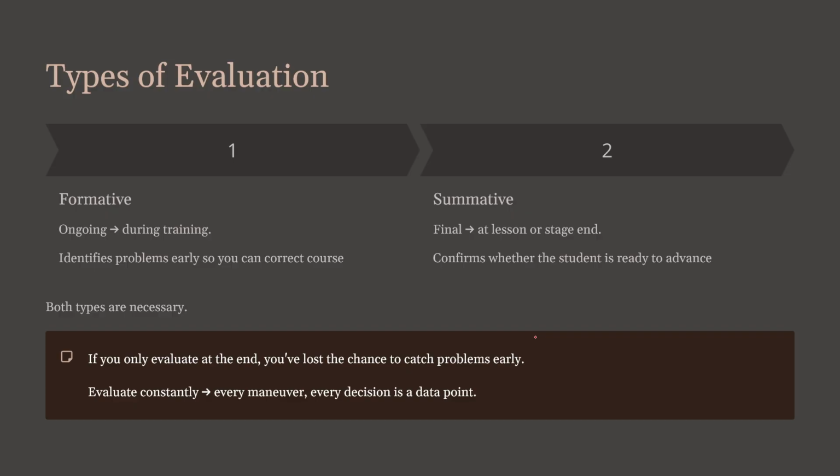Both types are important. If I only evaluate at the end, I miss many chances to guide a student earlier. So, in actual instruction, I would evaluate continuously. Every maneuver, every decision, and every correction tells me something about how the student is progressing. That does not mean I'm constantly criticizing the student. It means I'm constantly observing and adjusting instruction based on what I see.